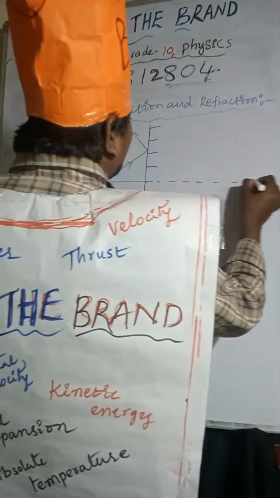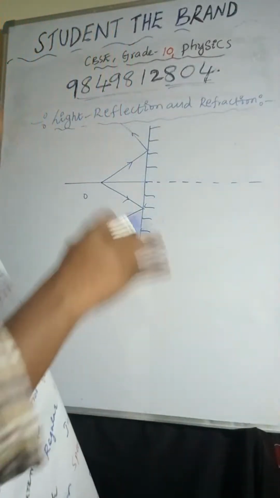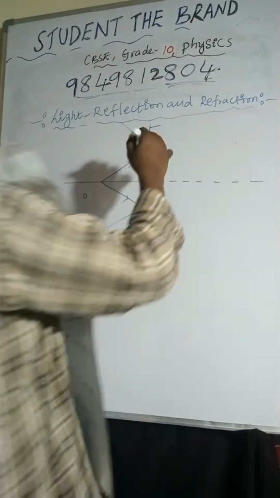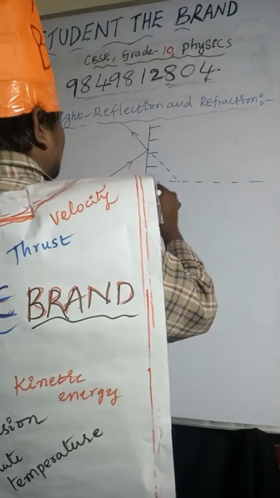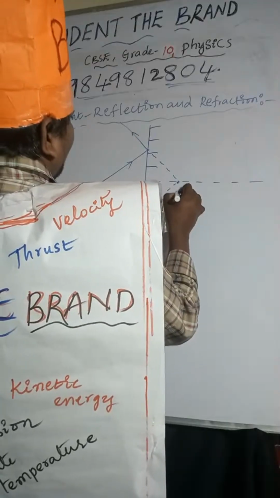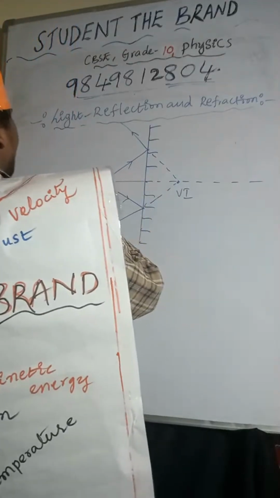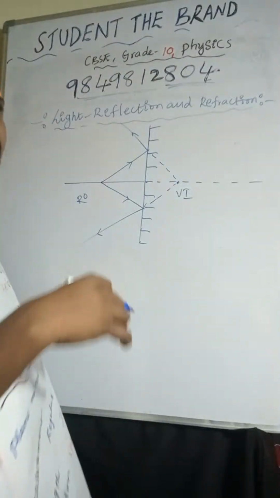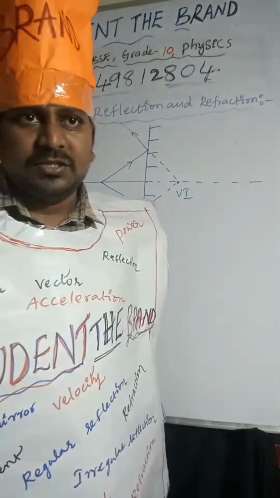So these are the dotted lines. If you are extending here, this is the virtual image. So this is the real object and virtual image. Sir, why is it a virtual image?